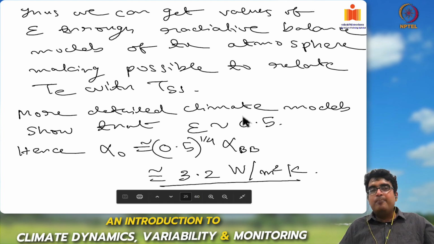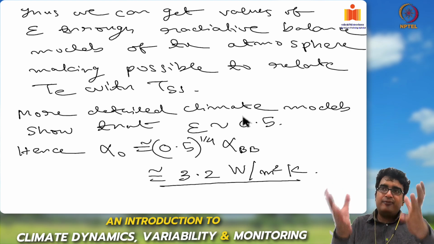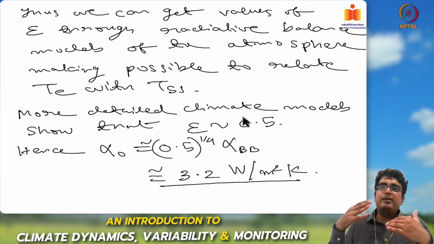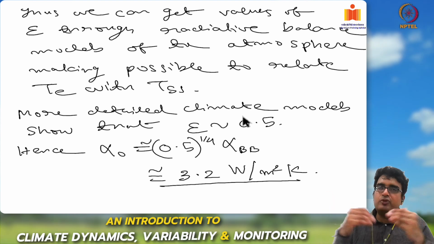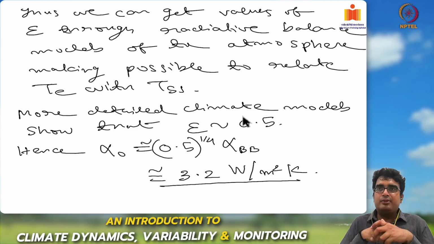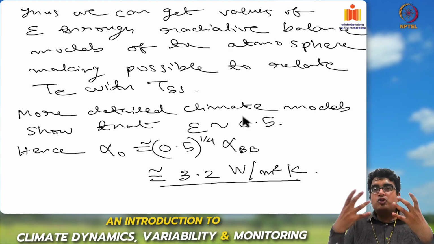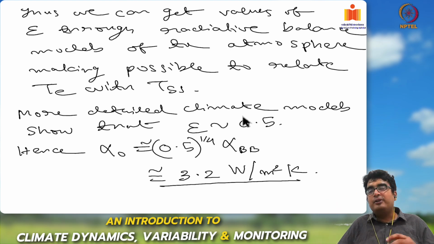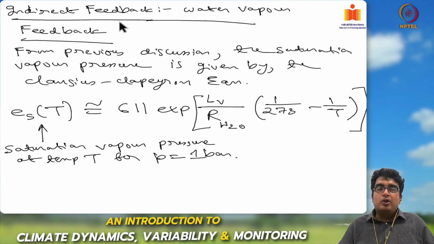The next most important contribution is del F del V1 into dV1 dt, the variable which depends on temperature and also has an impact on the net incoming radiation. And the most important variable for our case is water vapor, which is a strong greenhouse gas and whose concentration is strongly dependent on the mean temperature of the atmosphere. Okay. So water vapor feedback is the alpha 1 term for our climate system.